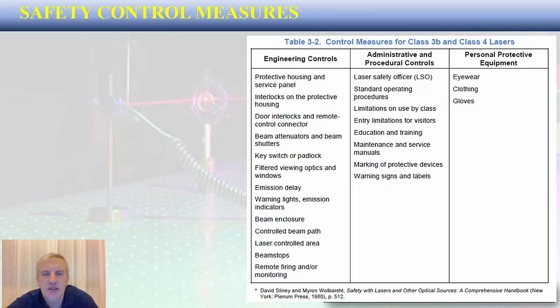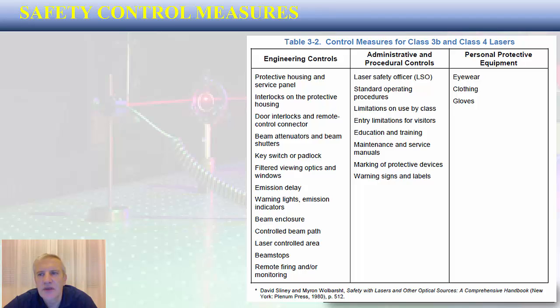We are going to study these engineering controls in more detail in the class dedicated to high power lasers and laser systems. In the column in the middle, you have administrative and procedural controls: establishment of a laser safety officer, standard operating procedures, limitations on use by class, entry limitations for visitors, different types of training that the operators would have to undergo, maintenance and service manuals, marking on protective devices, warning signs and labels. So a lot of administrative stuff.